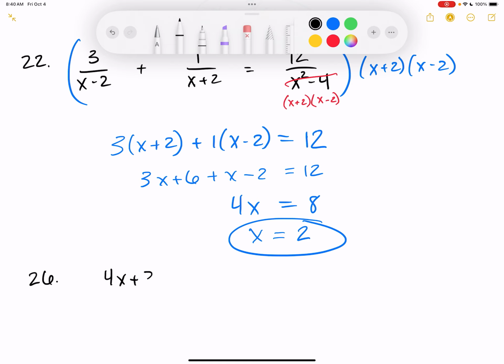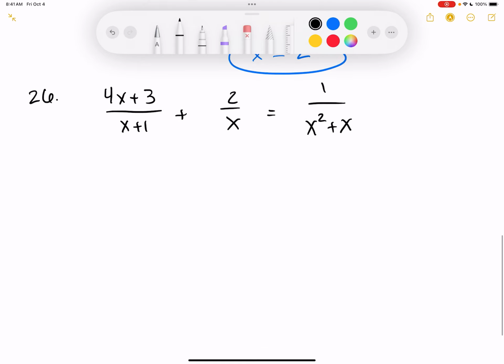4x plus 3 over x plus 1 plus 2 over x equals 1 over x squared plus x. So anytime I have like denominators, I always like to see if they already have something in common with each other across the whole equation to cancel stuff out.